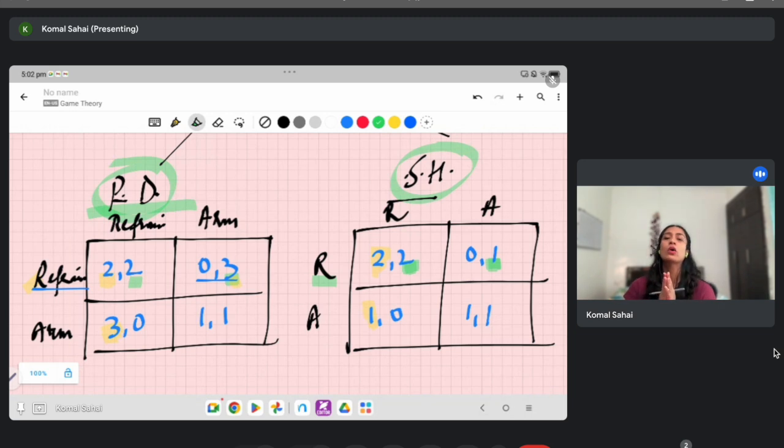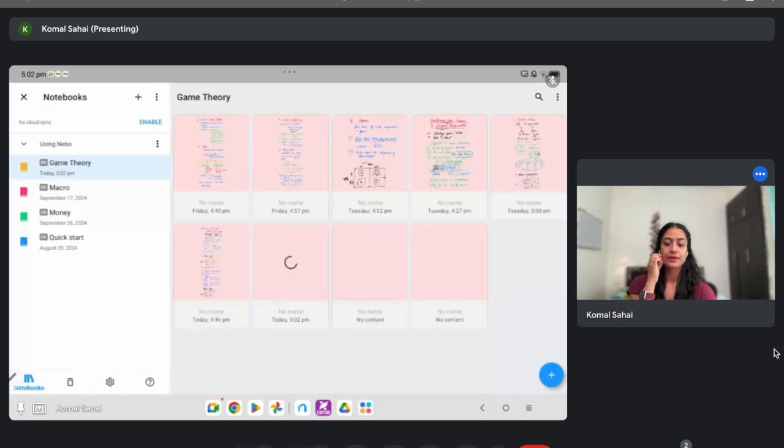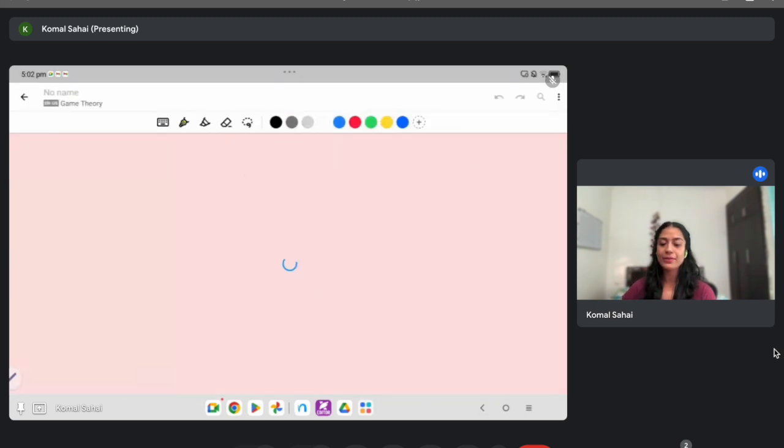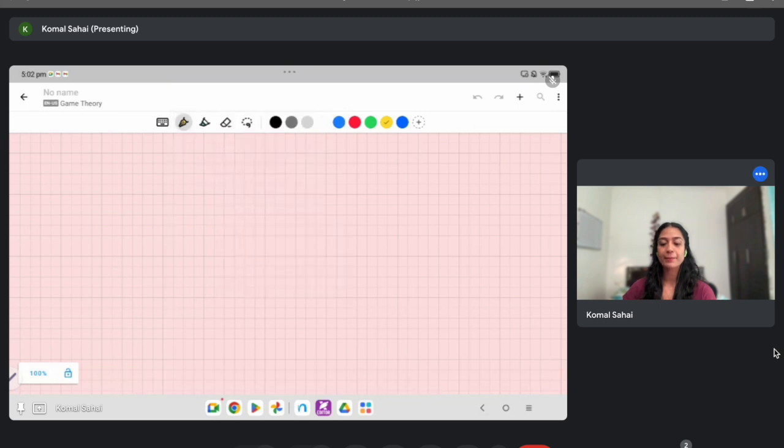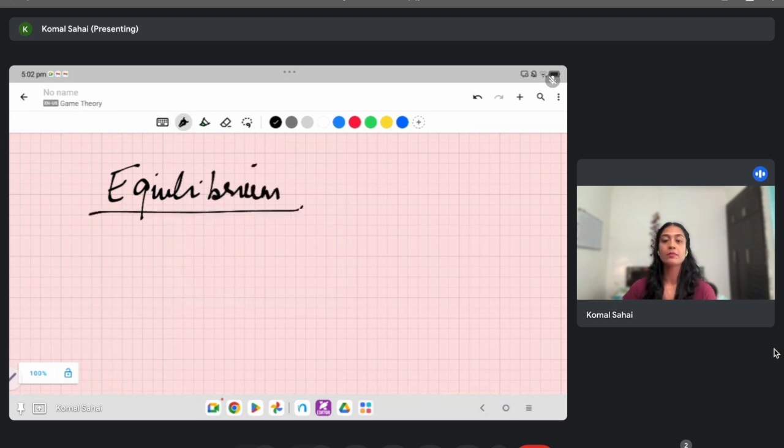Let's now move to the concept of equilibrium. ठीक है? तो equilibrium क्या है? अभी हम करने की क्या कोशिश कर रहे हैं? So we have specified how you can model a particular situation, a particular case where players' behavior is strategic, as a game.